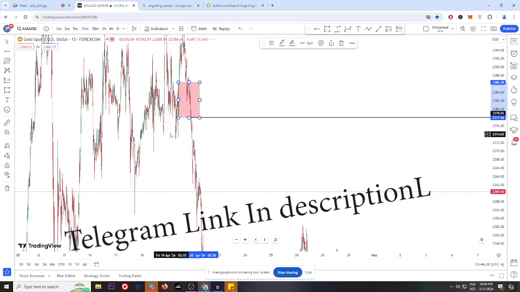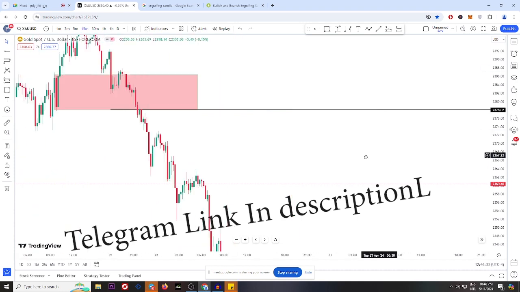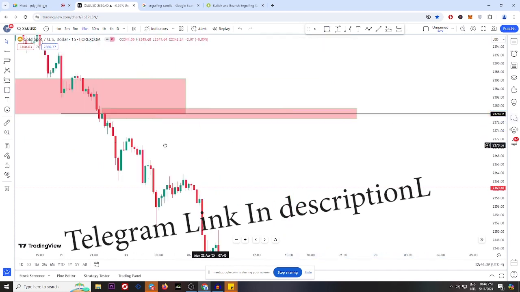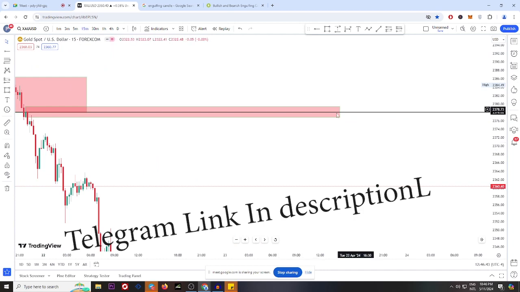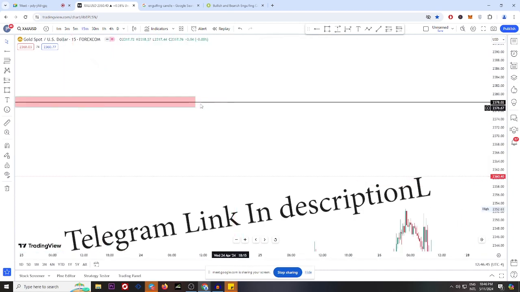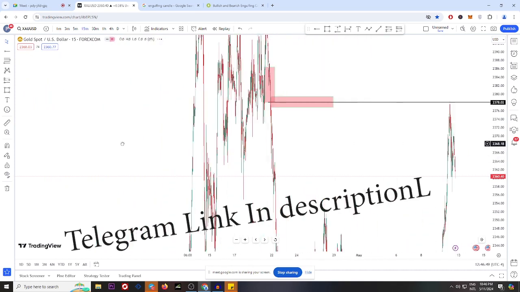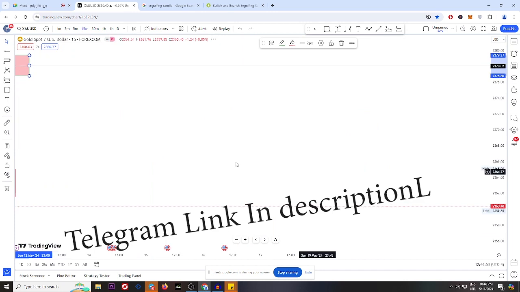Look, look what we have here, right? And what do we expect when the market comes back to your sell zone? And what happened here? Just give me a minute. And what happened here? Every single movement has a reason.